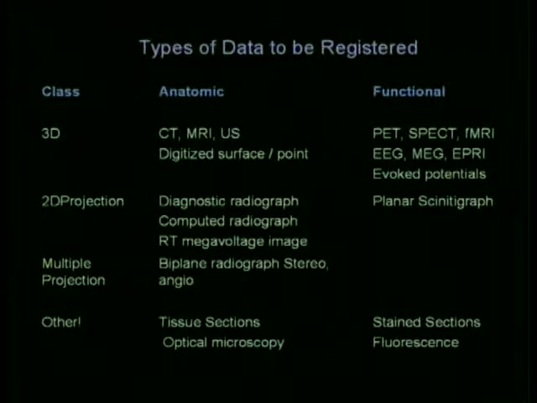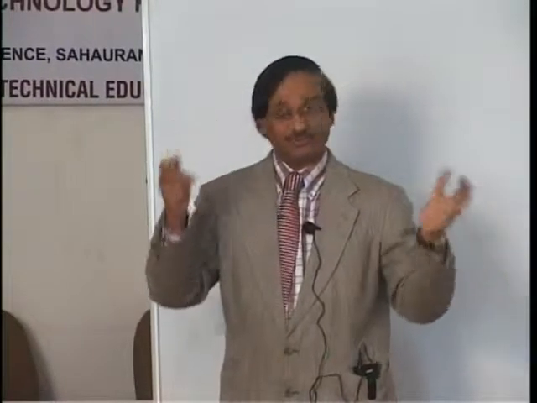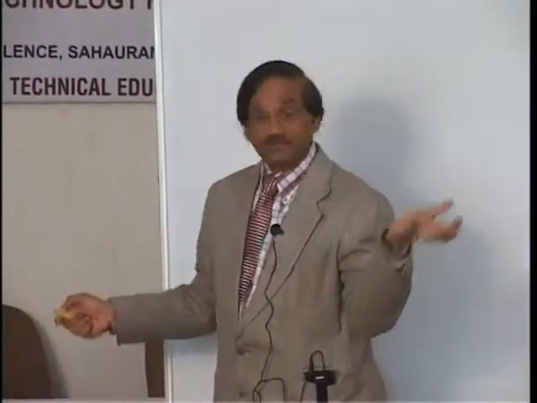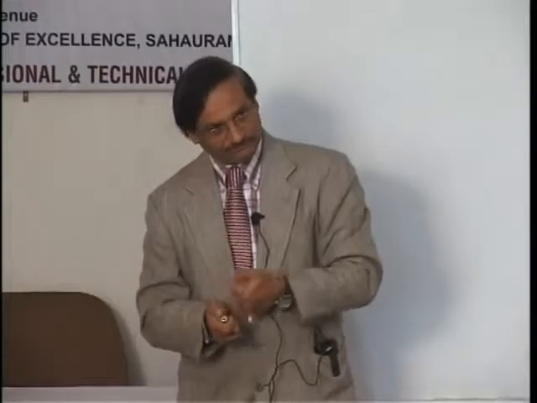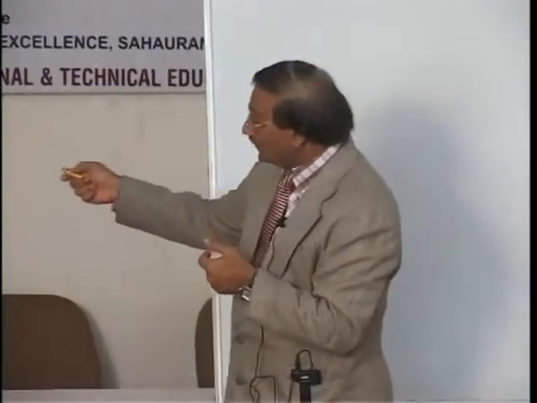Now these are examples of data sets that will be registered: in 3D imaging like CT or ultrasound on a functional map, 2D to a functional map, multiple projections like a DSA, where there are biplane and multiple projections you are taking, then other tissue, like tissue sections, say stent sections, things like that in pathology. Next.